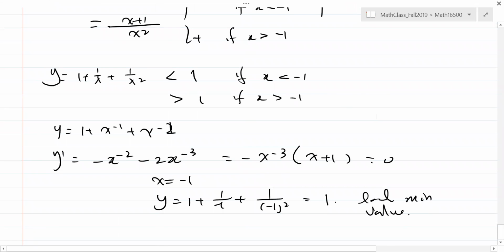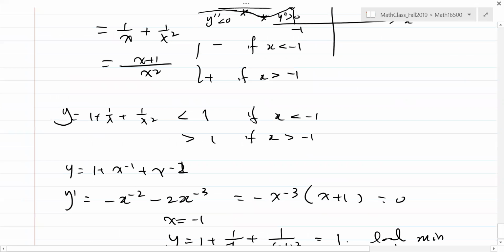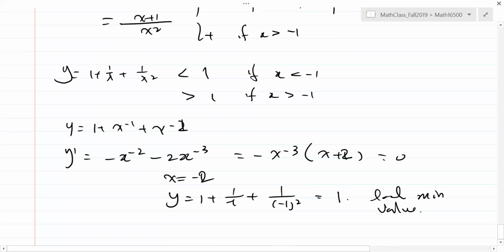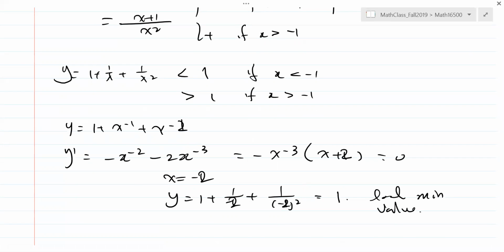Oh, wait a minute. Minus 2 minus 2, yeah. So it's not going to be... I'm going to check the value. It's going to be -1. It's negative 3, I think 3 or 4.